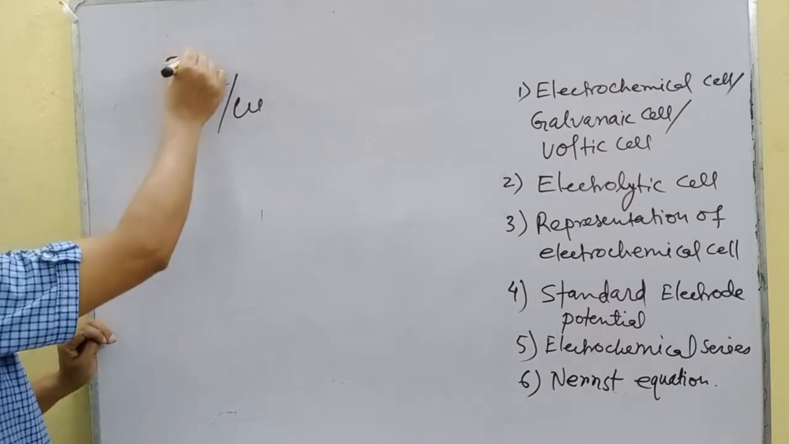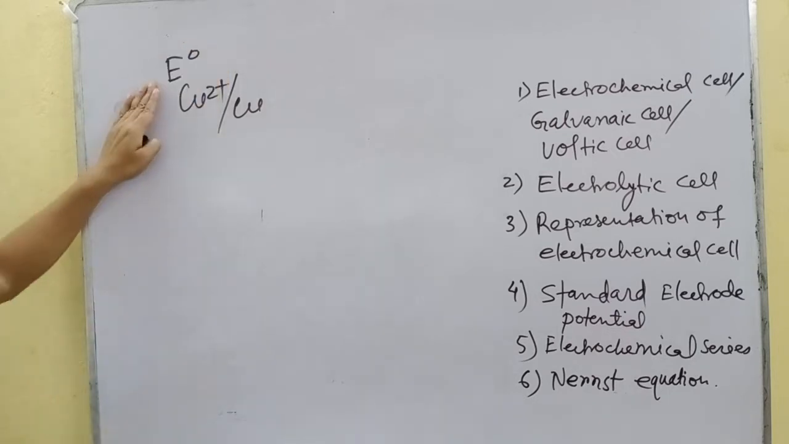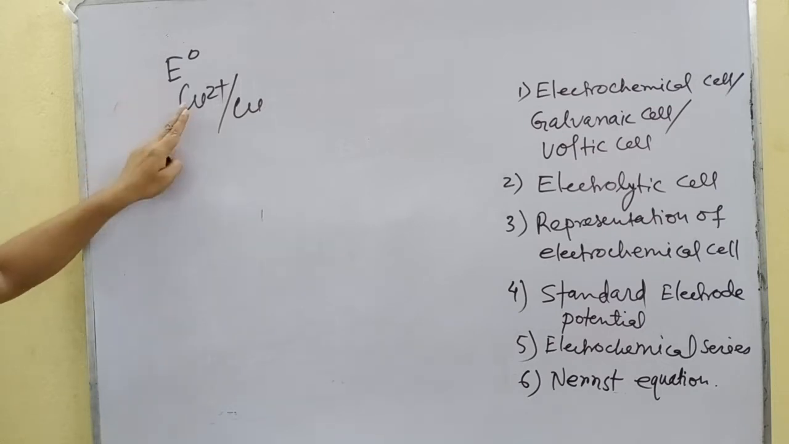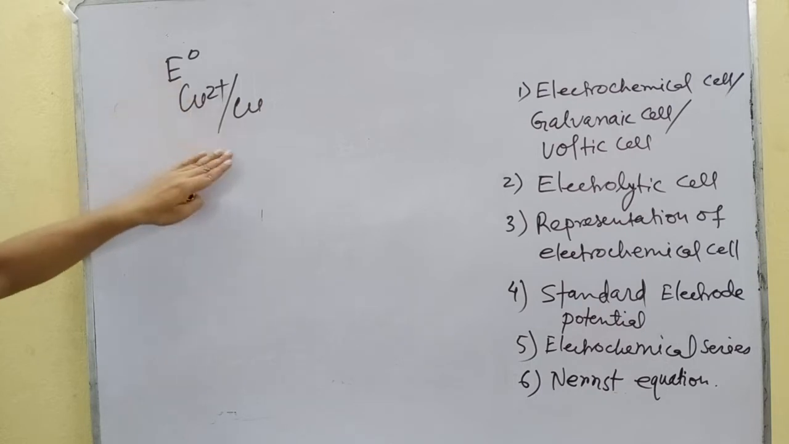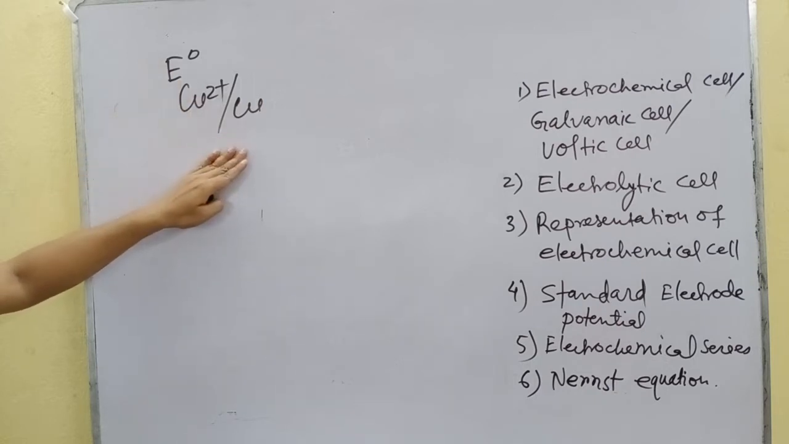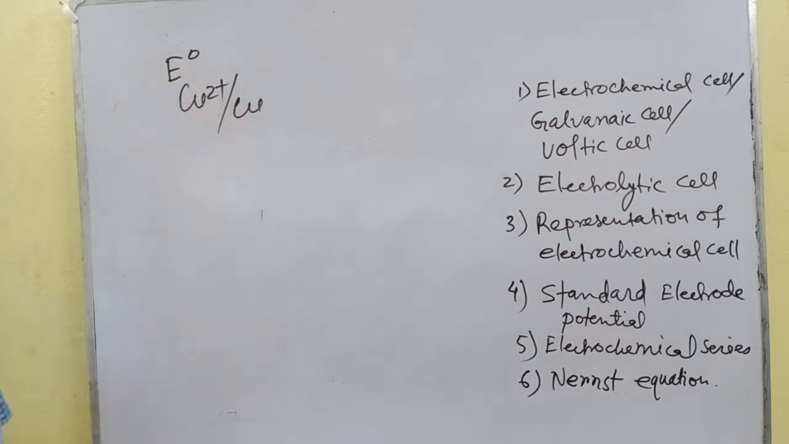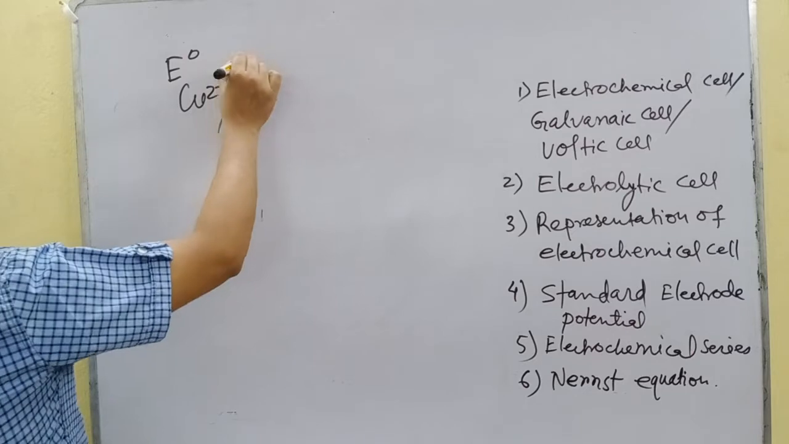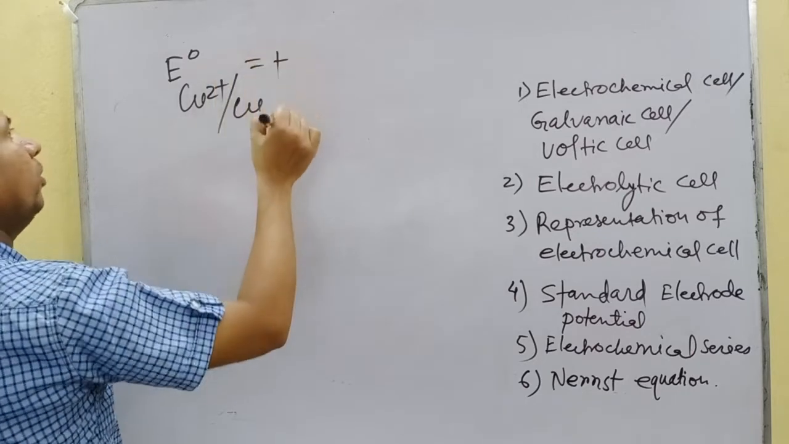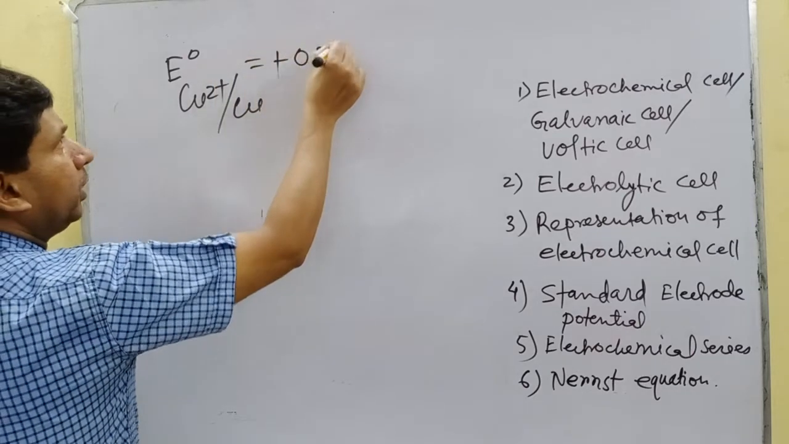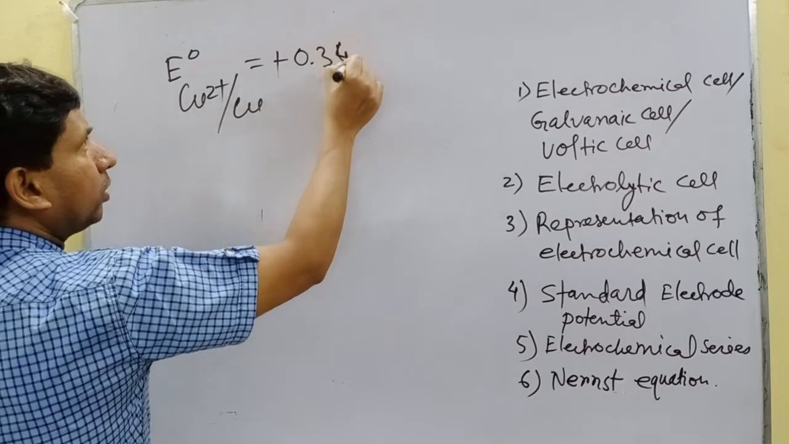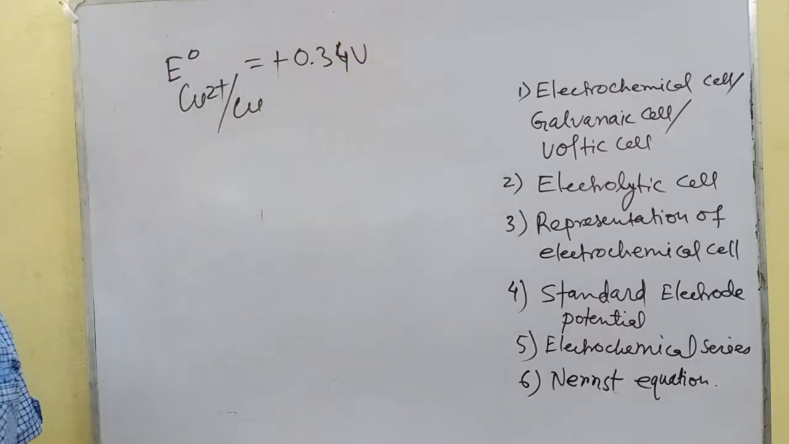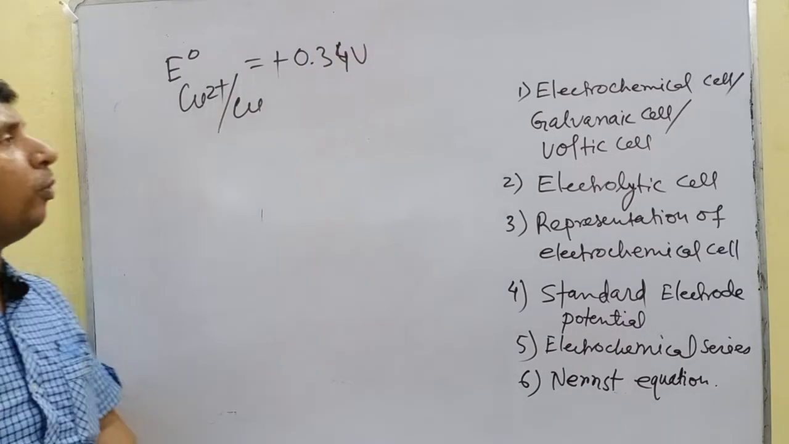E0. This is E0. What is the E0? Standard electrode potential of copper. Standard electrode potential of copper means this is the reduction potential of copper from copper 2 plus to copper. So the standard electrode potential of copper, we know the value, is 0.34 volt.